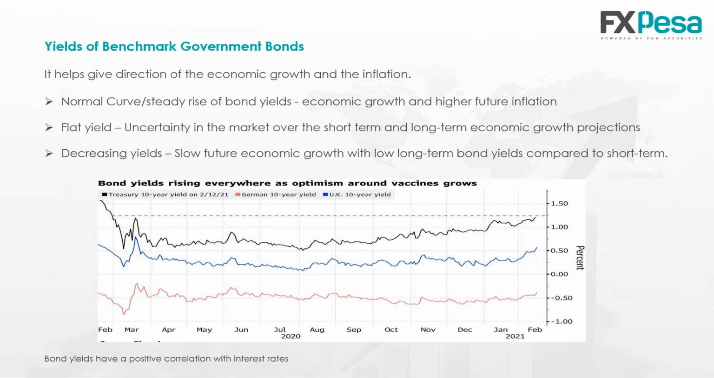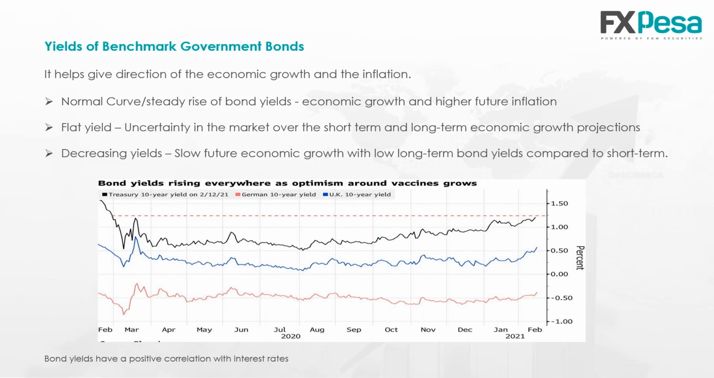It really triggers the actions of the investors in the market. So decreasing yields show slow future economic growth, with low long-term bond yields compared to the short-term. Something very important is that when you look at the performance of an economy, you can anticipate a gradual increase in interest rates. Mark my word, a gradual increase in interest rates over time, not a sharp increase. And what that means is that when you're comparing the long-term and short-term bond yields, the long-term bond yields should be showing a little bit higher interest rates towards the future, and in the short term they should be a little bit lower.